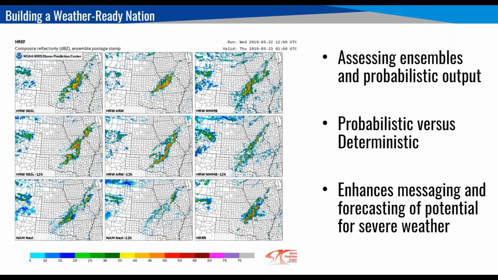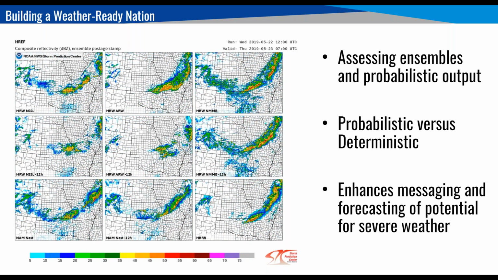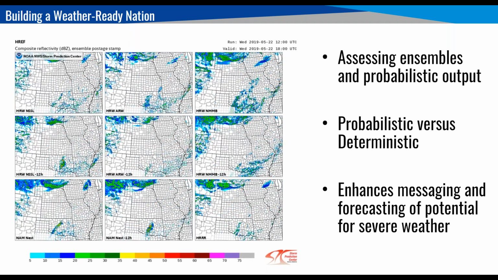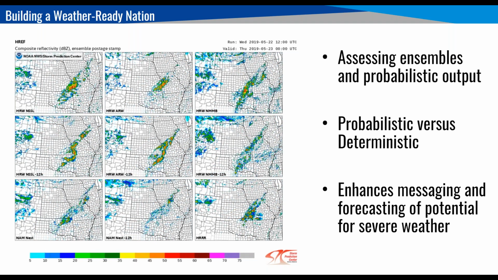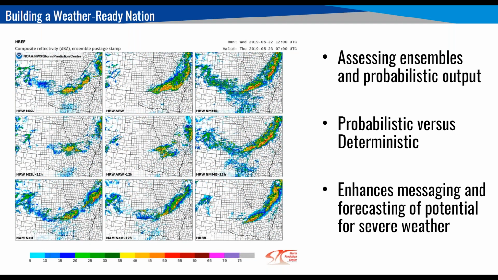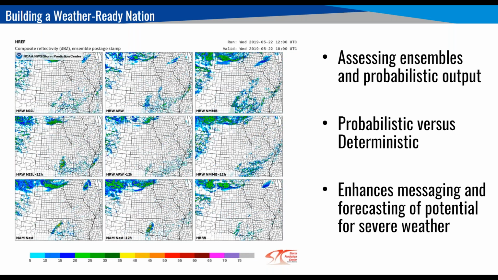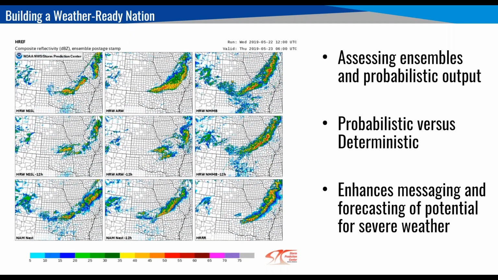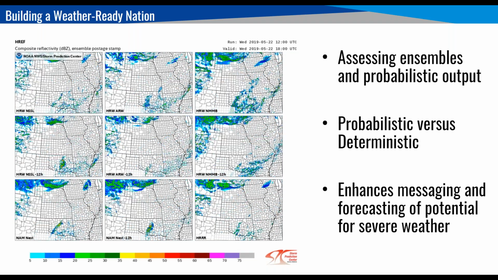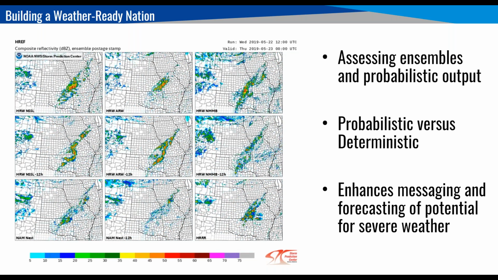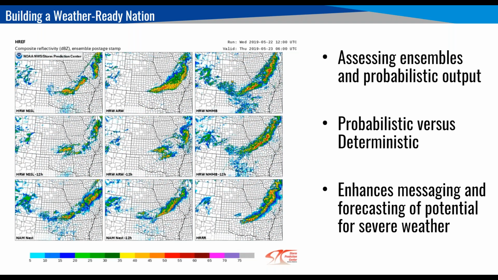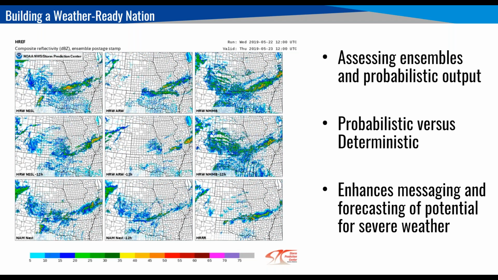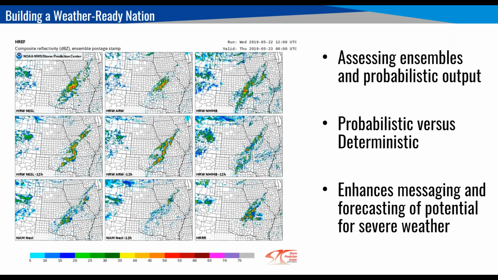So deterministic is just looking at one model solution and one output. Probabilistic is looking at all the various models and essentially coming up with what are the different probabilities of X occurring or X not occurring. Overall, the use of probabilistic will allow the National Weather Service to enhance messaging and forecasting potential severe weather over the next several years.